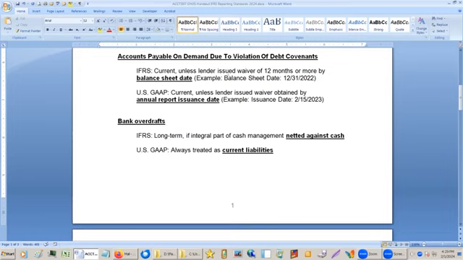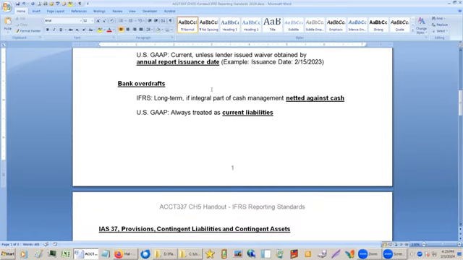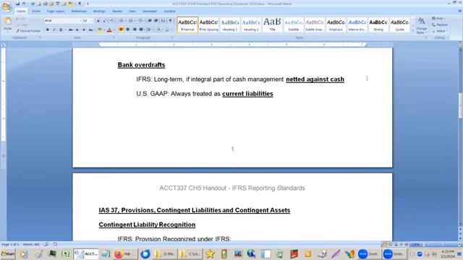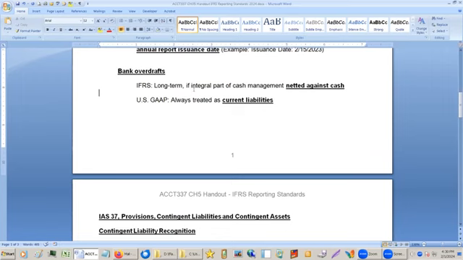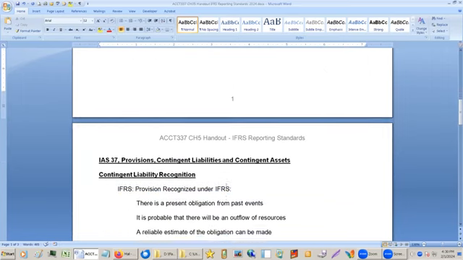Same thing here on the accounts payable on demand. Overdrafts: IFRS says overdrafts are taken out of cash. US says if you overdraft, that's a liability. It's kind of like a payable. So that's probably not too big of a thing. Probably doesn't happen all that often.